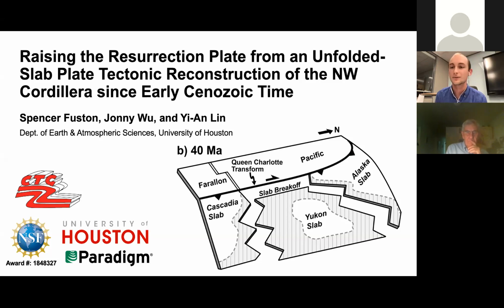So what I wanted to talk a little bit about today was some of our work related to structurally unfolding and restoring subducted slabs in the lower mantle below Western North America, with particular implications for the presence of the resurrection plate.